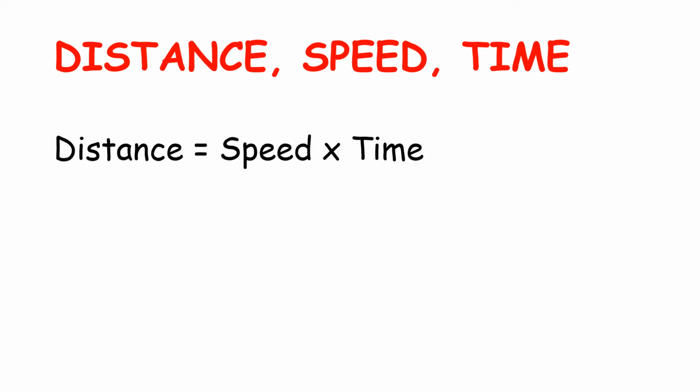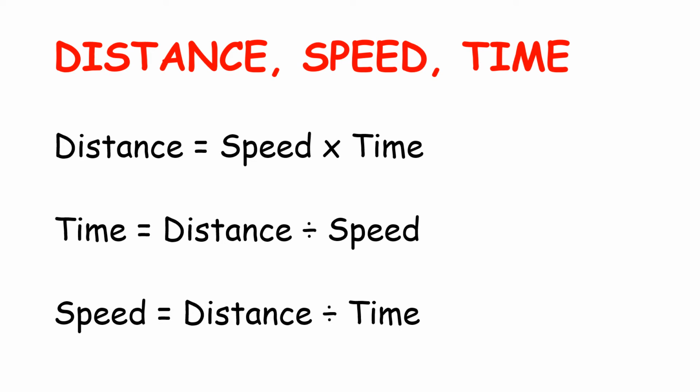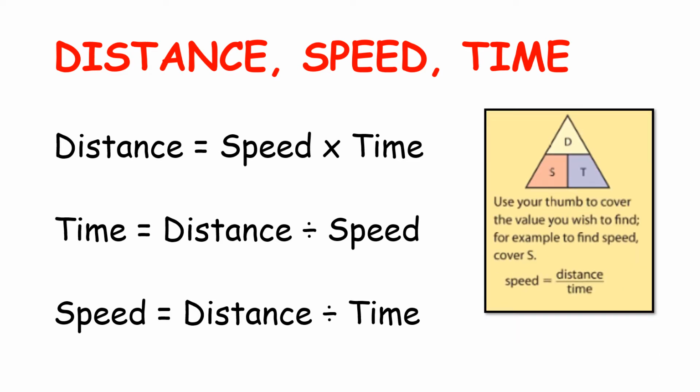So we have three formulas here. Distance is speed by time, time is distance divided by speed, and speed is distance divided by time. And they're all interrelated. And we use what's called a DST triangle to help us. So this is what it looks like. D is up the top, and then S and T are down the bottom. That's why we call it the DST triangle, for distance, speed, time. So it says here you can use your thumb to cover the value you wish to find. For example, to find speed, if you cover speed, so I'm just going to cross it out, you're left with distance over time.